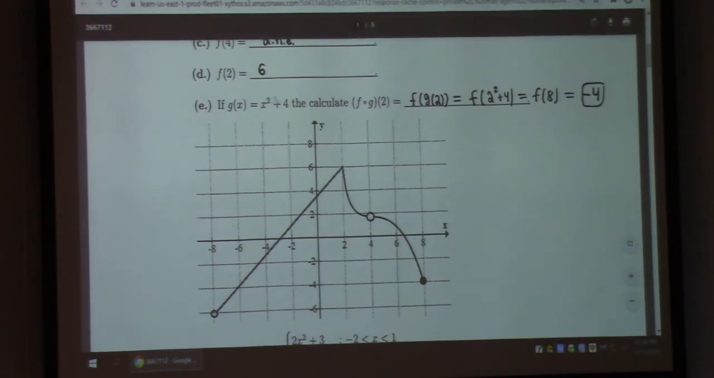And then part E, again, we have to think through it. F composed of g of 2. Well, what's g of 2? Well, g of 2 is 2 squared plus 4, which is 8. What's f of 8? Well, that we can read from the graph, right? We go over to 8, and f outputs a minus 4 there. So the answer is minus 4.